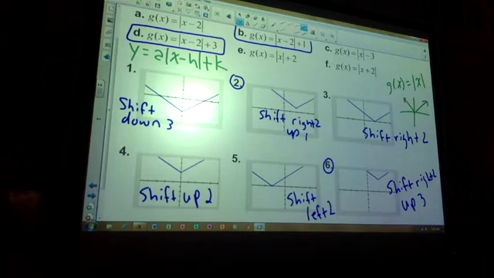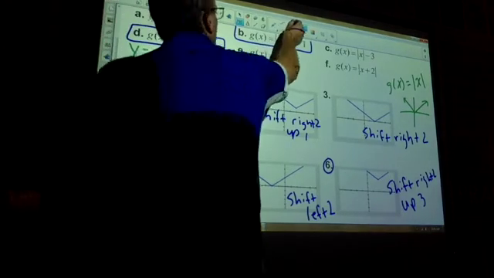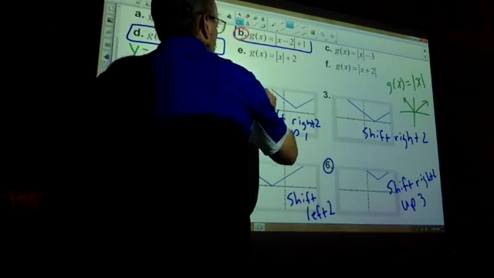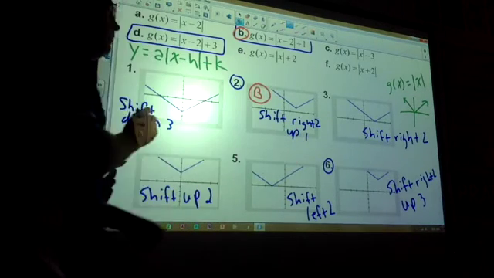Okay, so let's think about this. Problem number 2, it shifts right 2. Well, that could be B or D, correct? Yes. But it shifts up 1. What do you think, by deductive reasoning, what do you think we could say the answer for letter B is? Which graph would go with it? Number 2? So I'm going to say that this and this are the same.